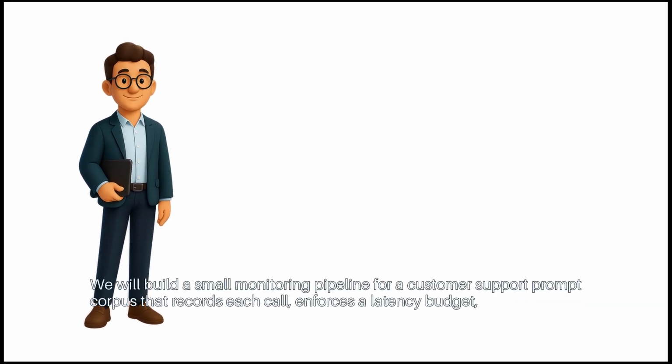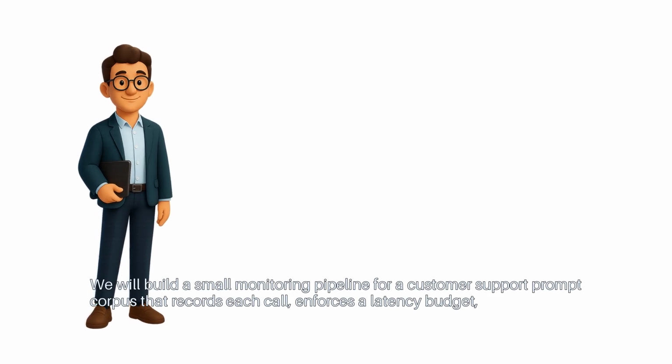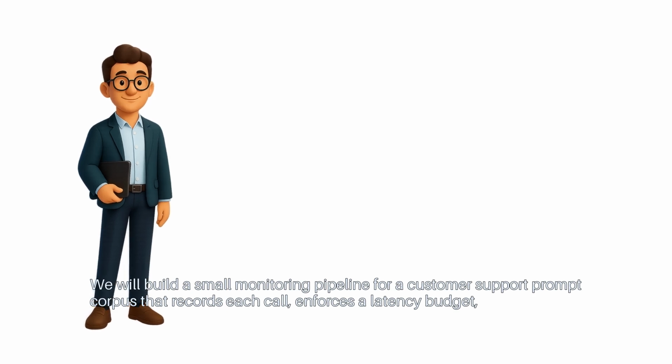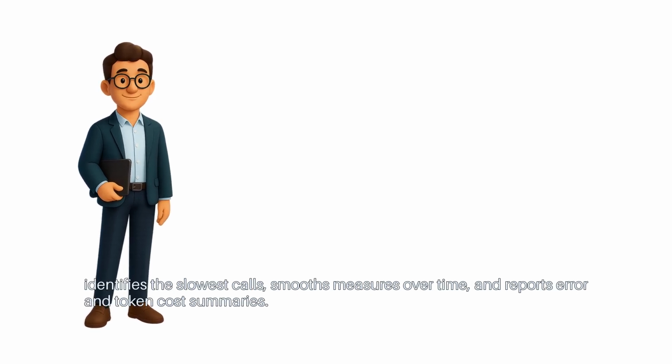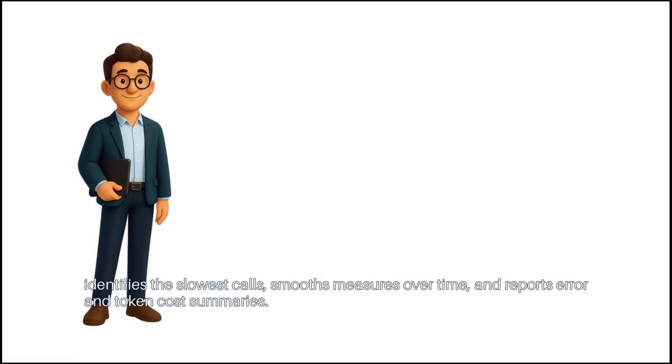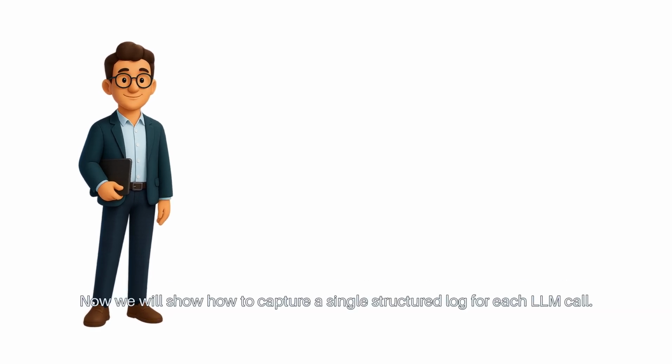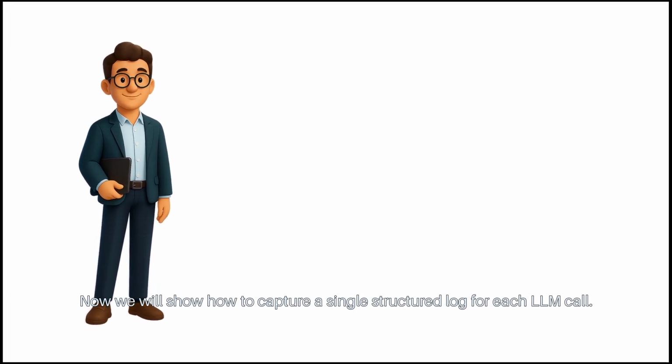We will build a small monitoring pipeline for a customer support prompt corpus that records each call, enforces a latency budget, identifies the slowest calls, smooths measures over time, and reports error and token cost summaries. Now we will show how to capture a single structured log for each LLM call.